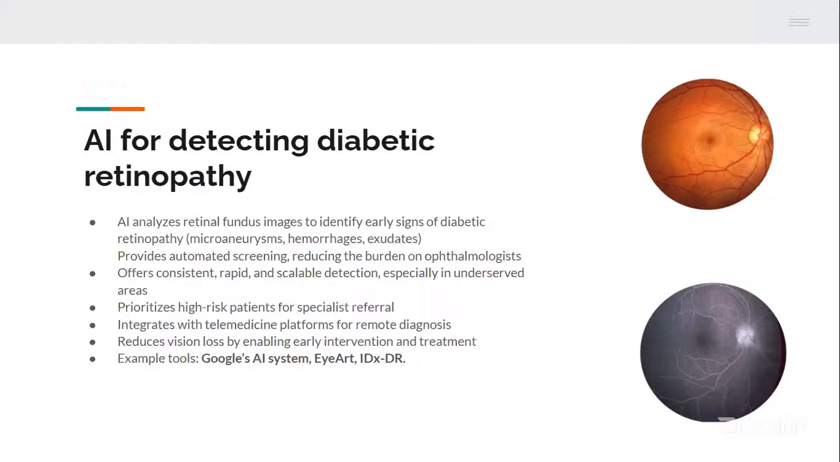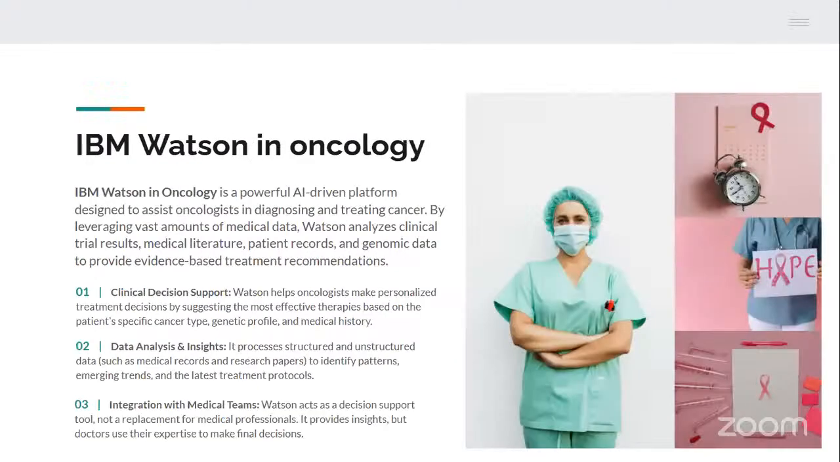So next slide. IBM Watson in oncology. Oncology is a really important one. It's a powerful AI-driven platform designed to assist oncologists in diagnosing and treating cancer. By leveraging vast amounts of medical data, Watson analyzes clinical trial results, medical literature, patient records, and also genomic data to provide evidence-based treatment recommendations.